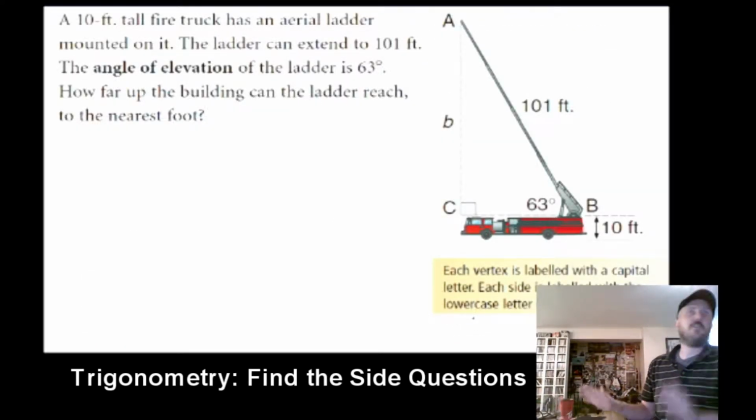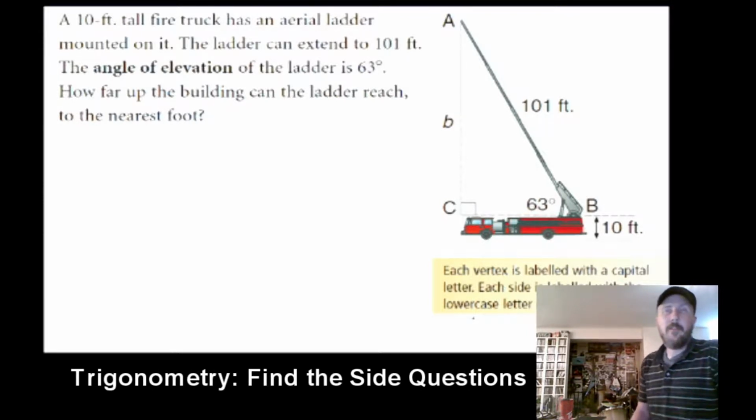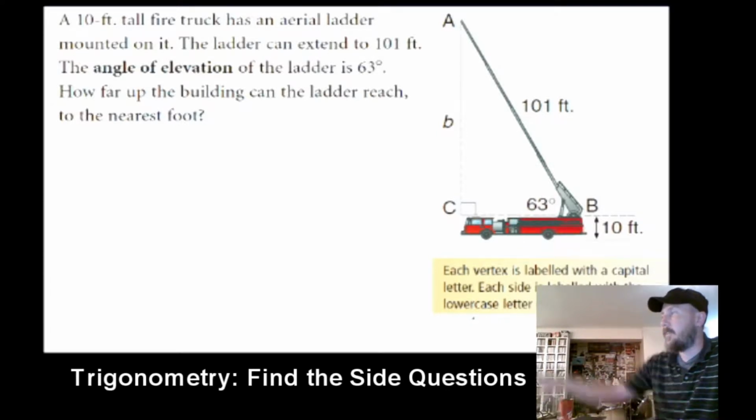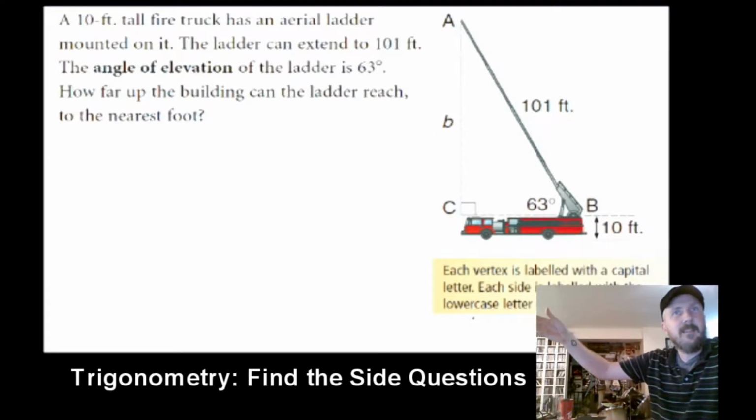Okay, we're gonna try a question. Now, this first one. There's only two types of questions that they can ask you in trig. The first type that we're gonna do now is find a side. The second type that we'll do after is find an angle. This one I know is find the side because I look at it, it gives me an angle. It's saying find that side B that's going up.